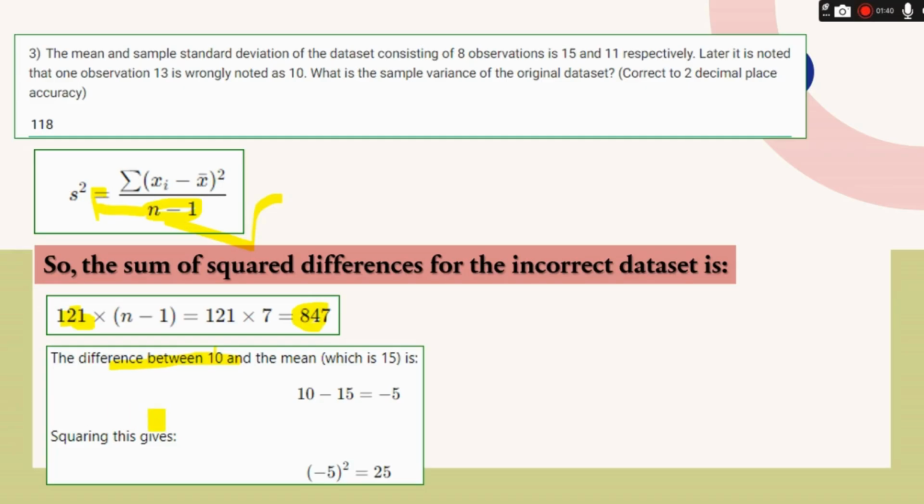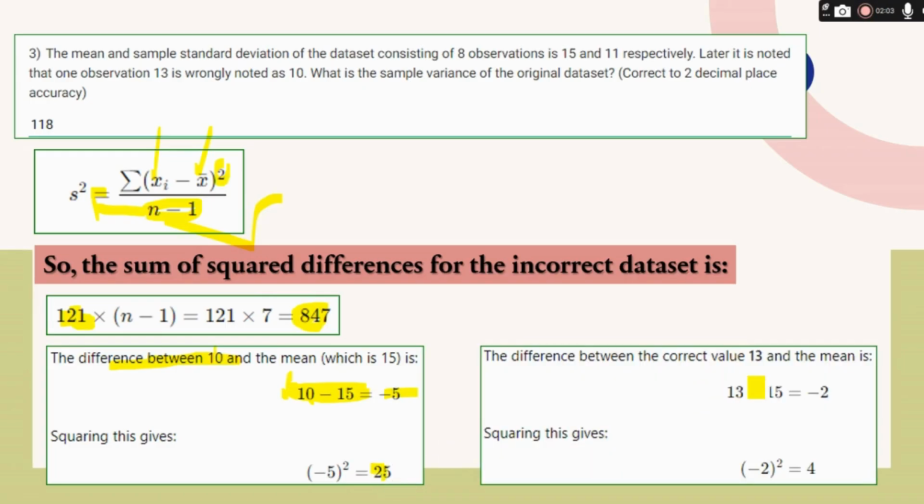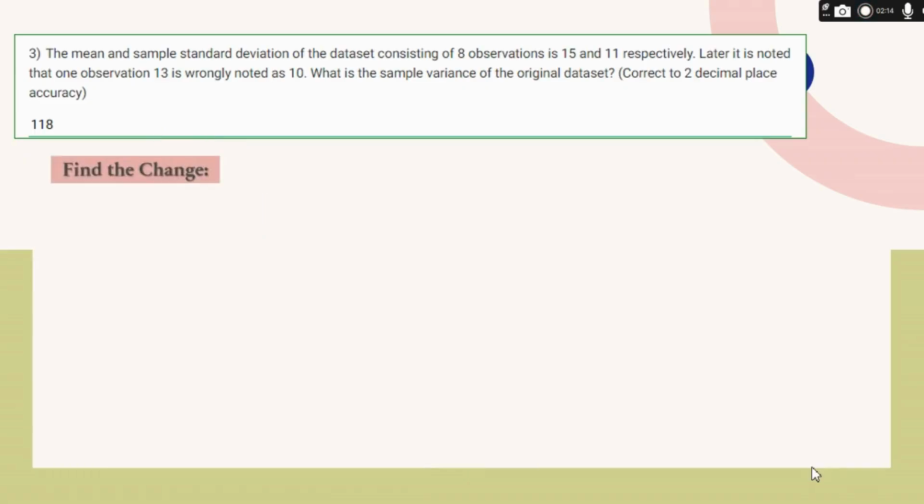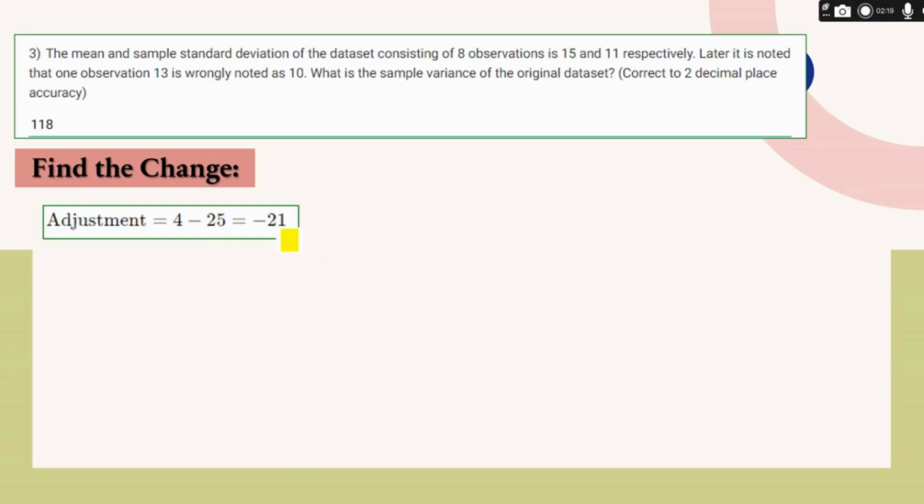Now the difference between 10 and the mean, which is 15: firstly we are taking our incorrect observation. So when we subtract 10 minus 15, we will get minus 5. Then we will square it. Why? Because we take our observation, subtract the mean, and then square it. So we will square it and we will get 25. Now we will take our correct observation and subtract 15, and we will get minus 2, and then we will square it. So we will get 4. Now we have to find the change between 4 and 25, which is minus 21.